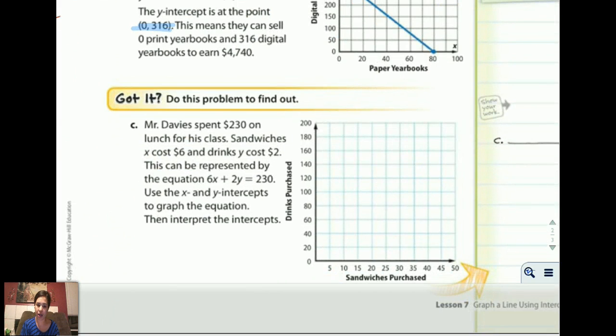We're going to skip the got it just because otherwise it will take too long, but we'll talk about it in class.